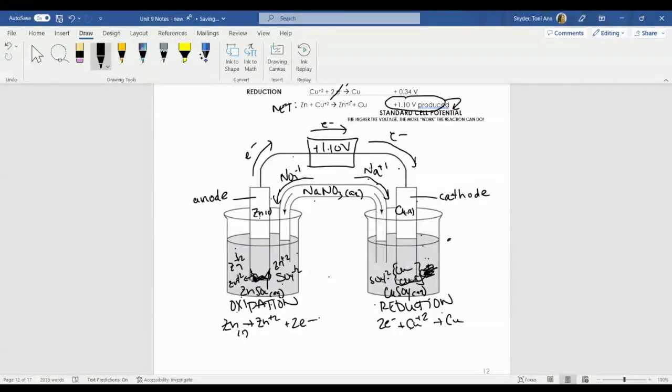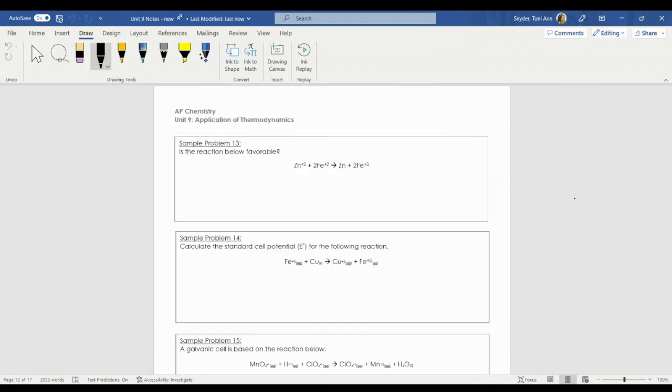Let's go ahead and just try the next 3 sample problems, and these should be pretty quick. We're going to see this is a very simple process. So, is the reaction below favorable? It looks like I have zinc ions reacting with iron plus 2 ions, and I'm producing zinc metal and iron plus 3 ions. You might have a standard reduction potential chart.